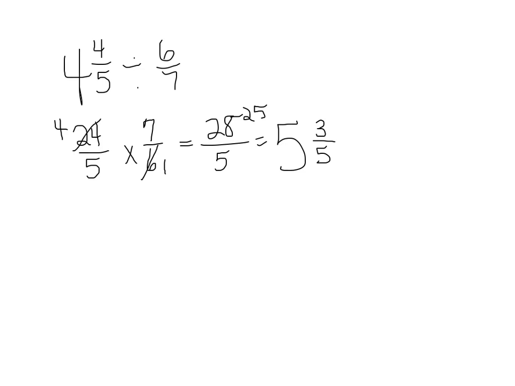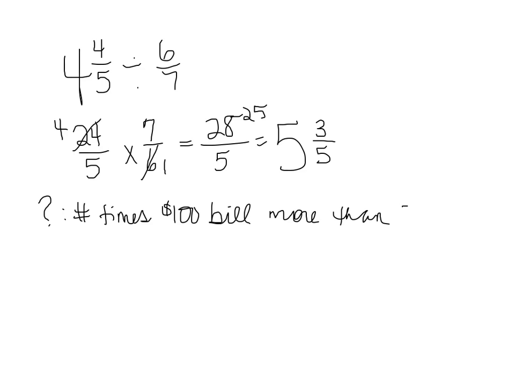Okay, let's look at the word problem on the example 3. It says, use the bar graph to determine how many times longer a $100 bill is expected to stay in circulation than a $1 bill. Okay, so what do you ask to find on that? How many times longer a $100 bill is expected to stay in circulation than a $1 bill?